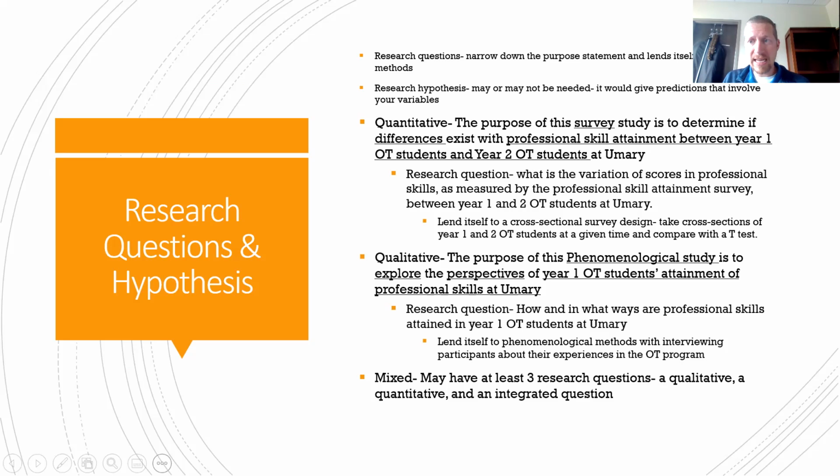Quantitative: the purpose of this study is to determine if differences exist with professional skill attainment between year 1 OT students and year 2 OT students at UMary. So how could we narrow that down even further? Our research question is, or could be, what is the variation of scores? Or what is the difference? Is there a difference that occurs in scores on professional skills as measured by, and then I've named the survey tool I'm using, between year 1 and year 2 OT students at UMary?